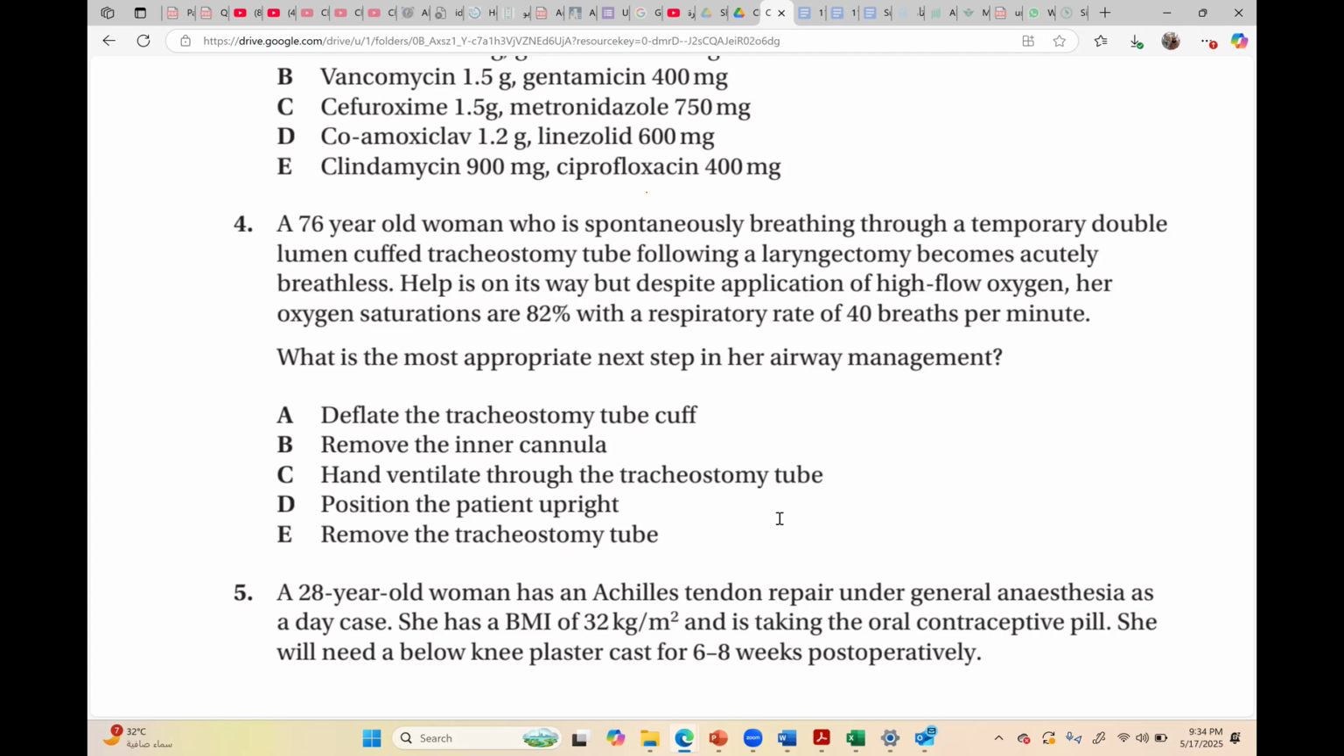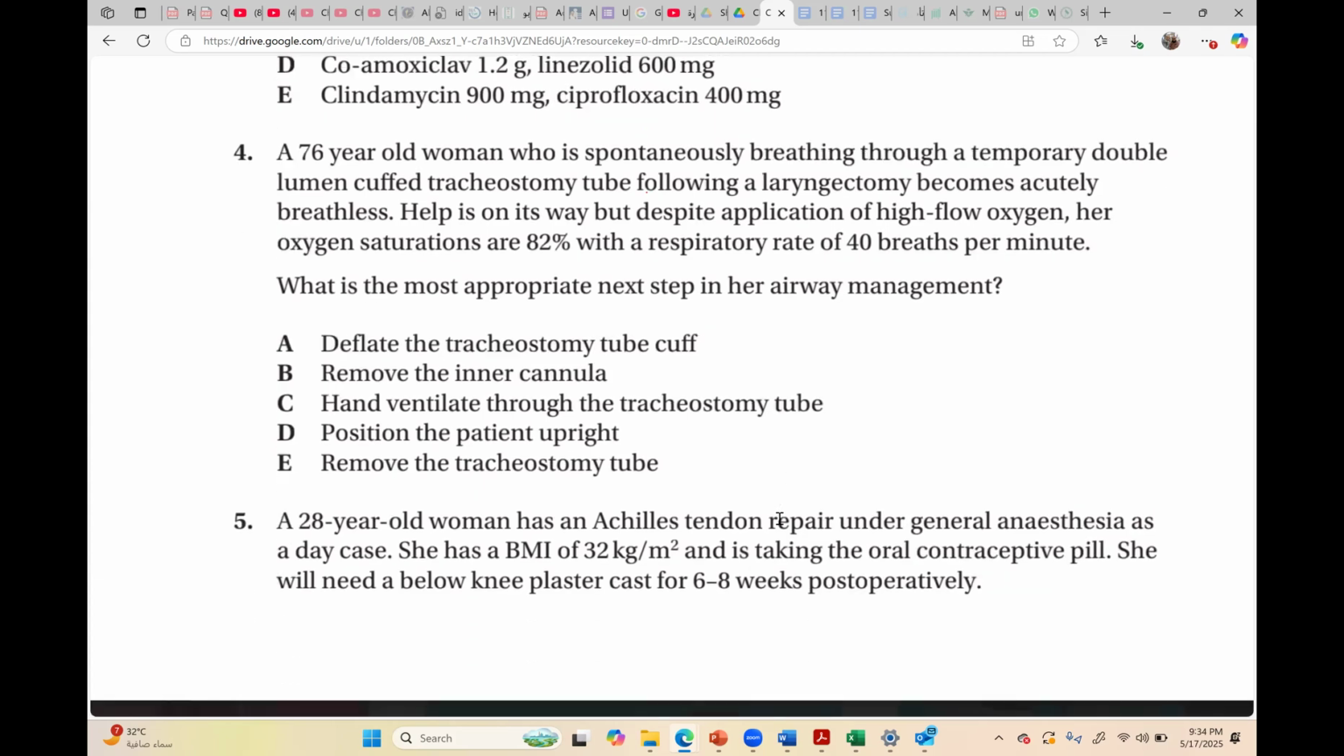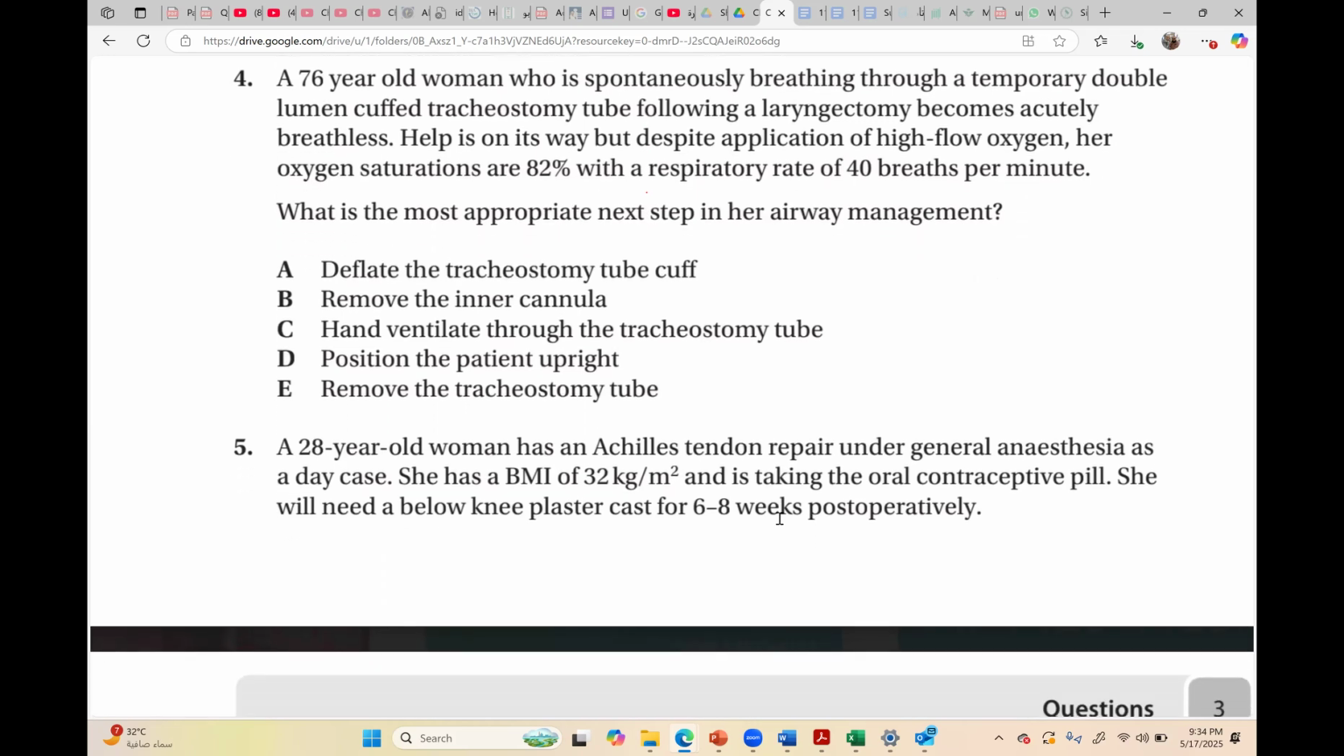Extract the points or learning objectives from any MCQ and then translate them into what are the things you should be extracting from it. Okay, so that's how you should go with it.